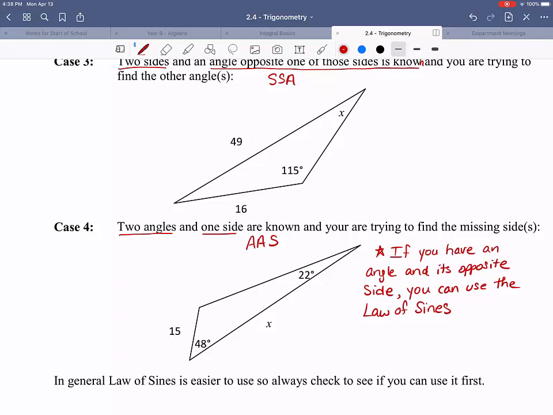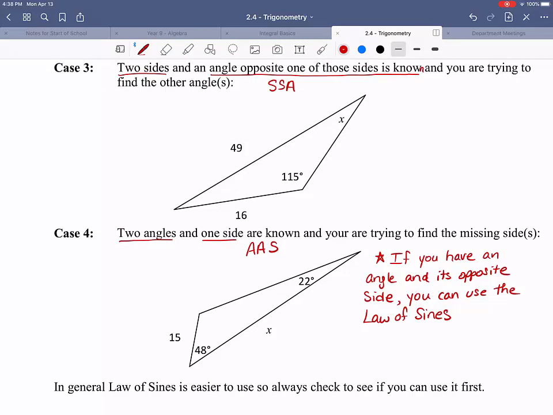Let's take a look at the 2 that we have in front of us right here. Do we have an angle? Yes, the 115. This one right here. Do we have its opposite side? Yes, we have the 49. Since we have those 2, we can use the law of sines. Come down here. Do we have an angle? Well, we have 2 of them. Do we know 48's opposite side? No. Do we know 22's opposite side? Yes.